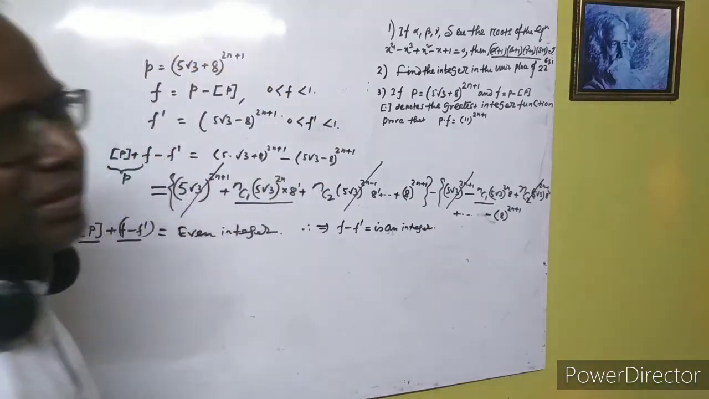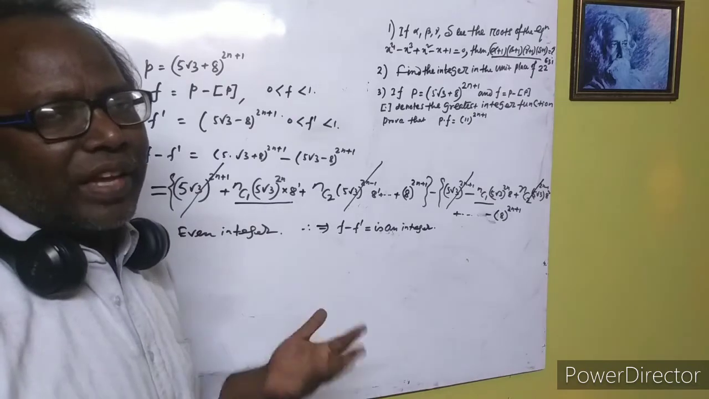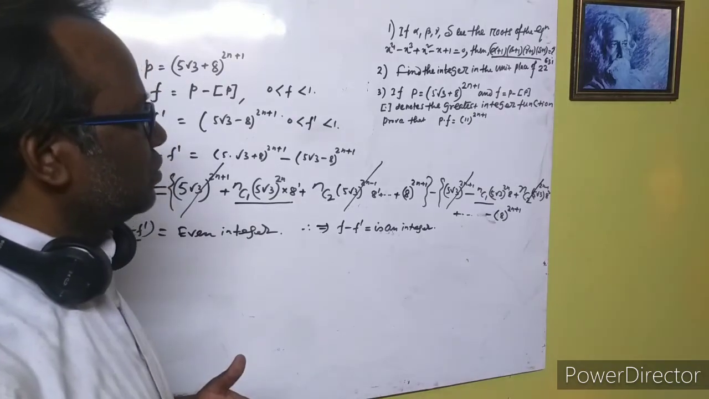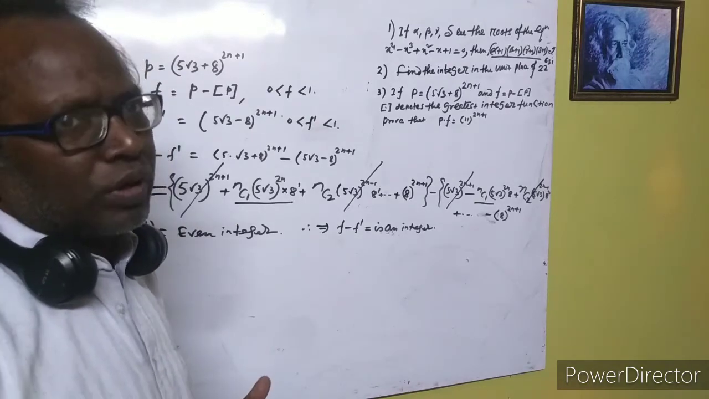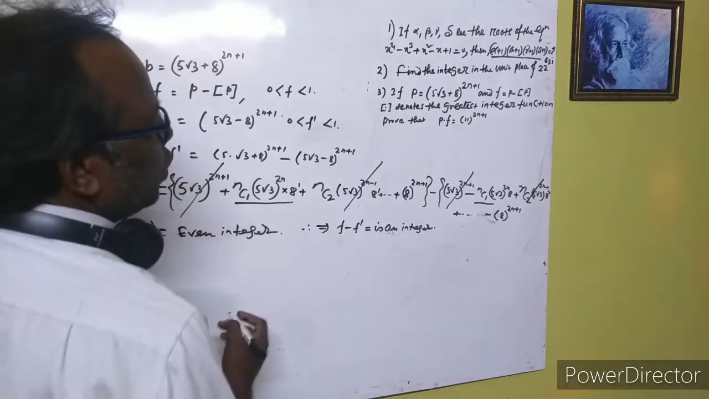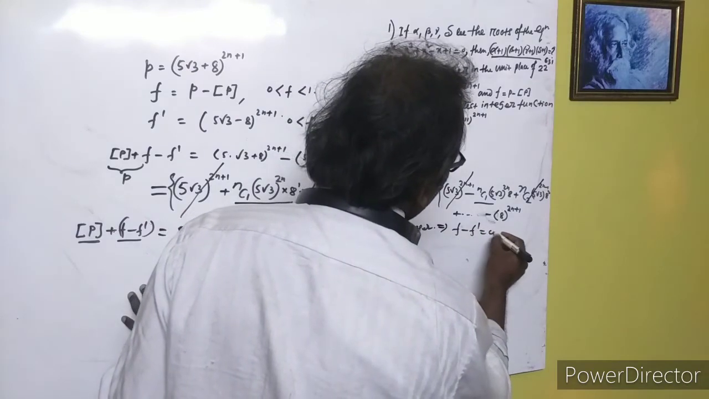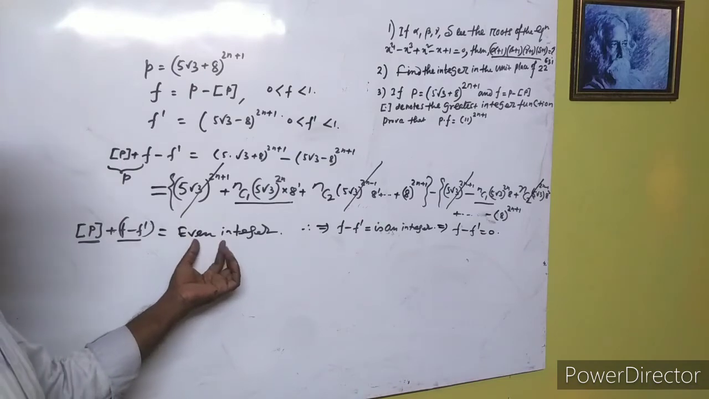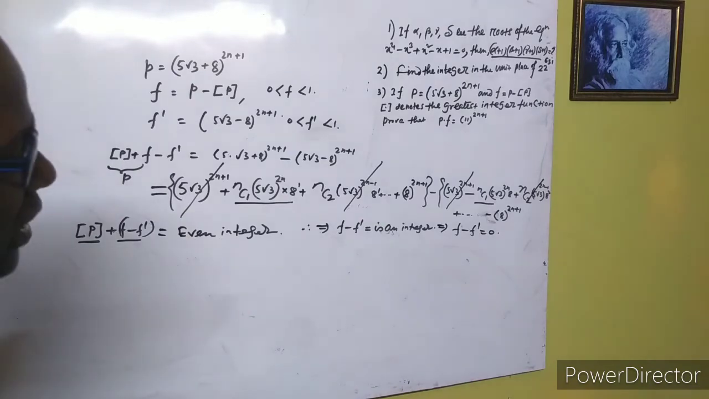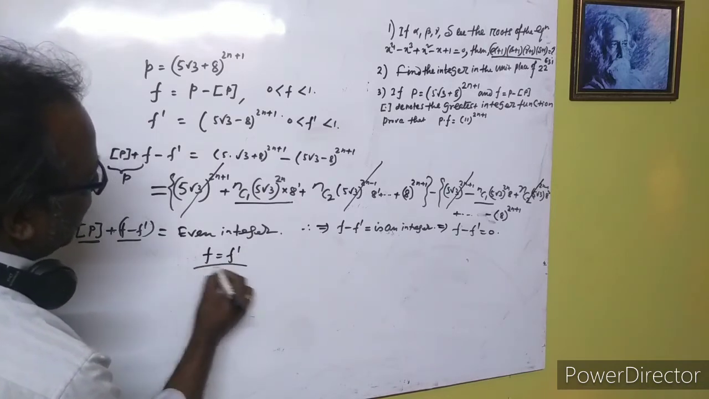But f and f dash are fractions. F and f dash, these are fractions. But this cannot be anything except 0, like 1, 2, 3 are not possible here. Therefore f minus f dash being 0 is possible, and this holds as an even integer. So that's why we can write f equal to f dash here.